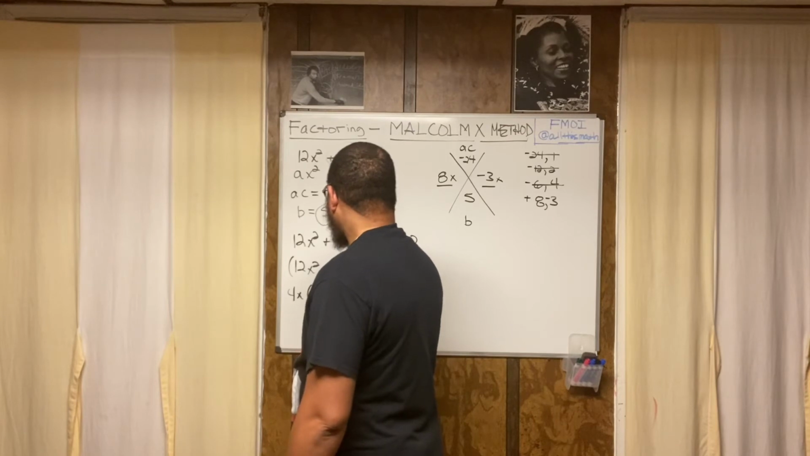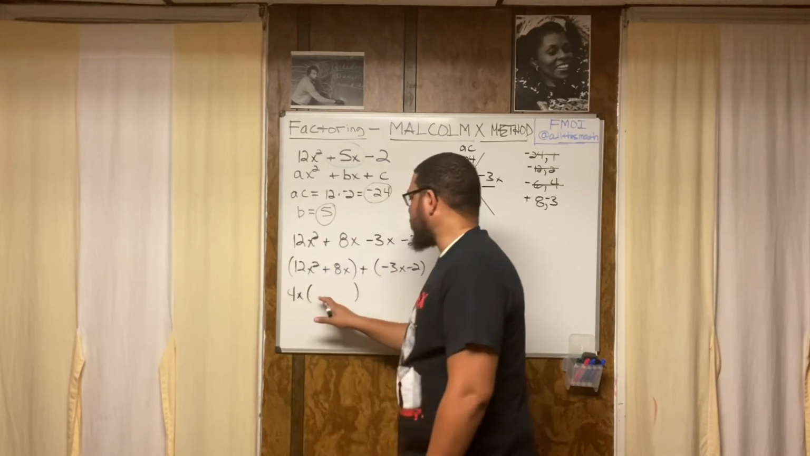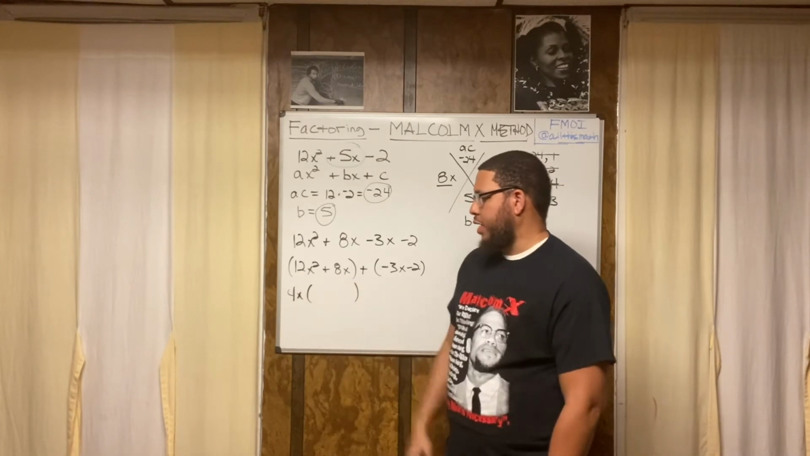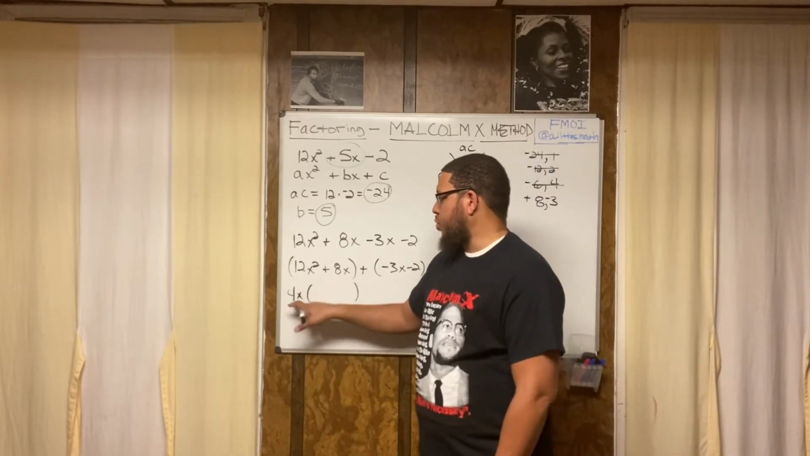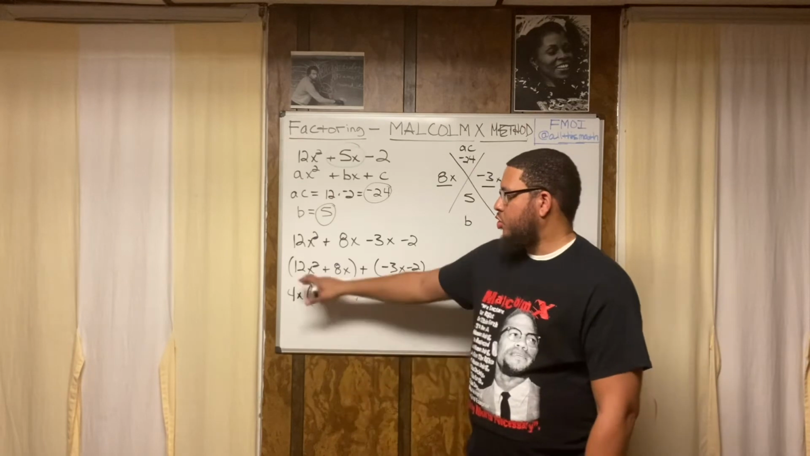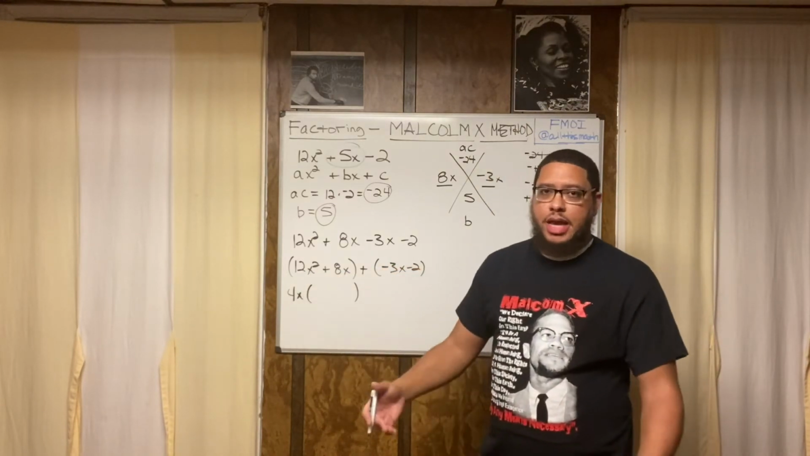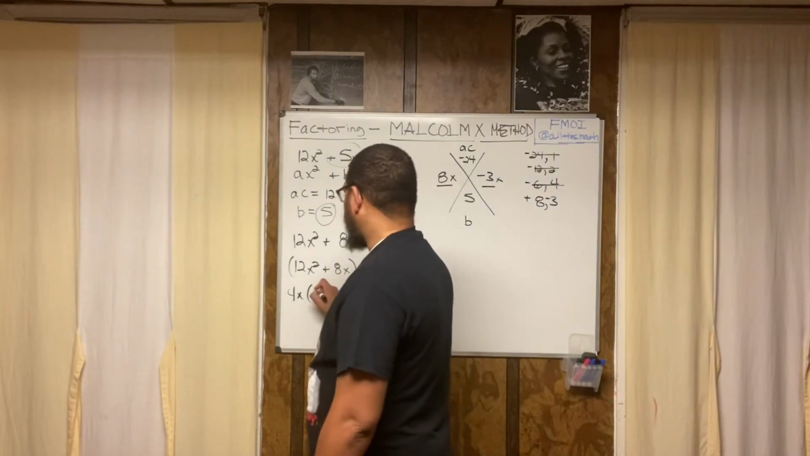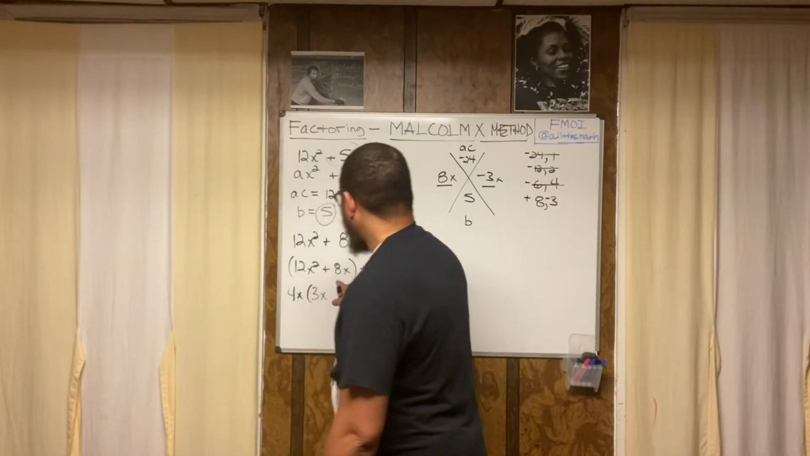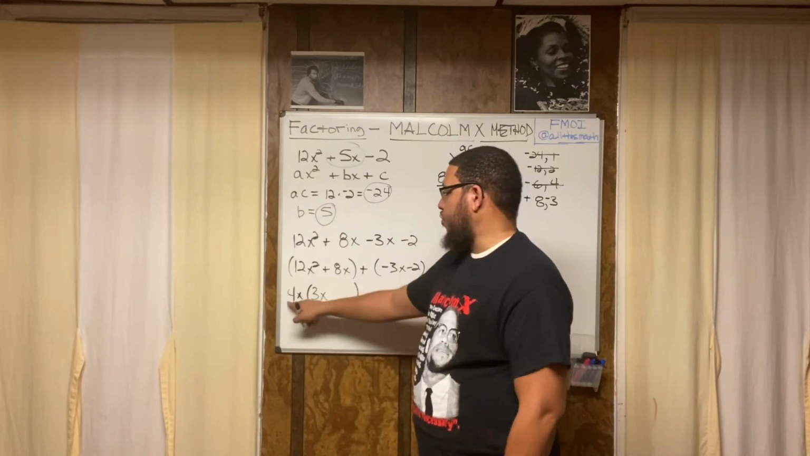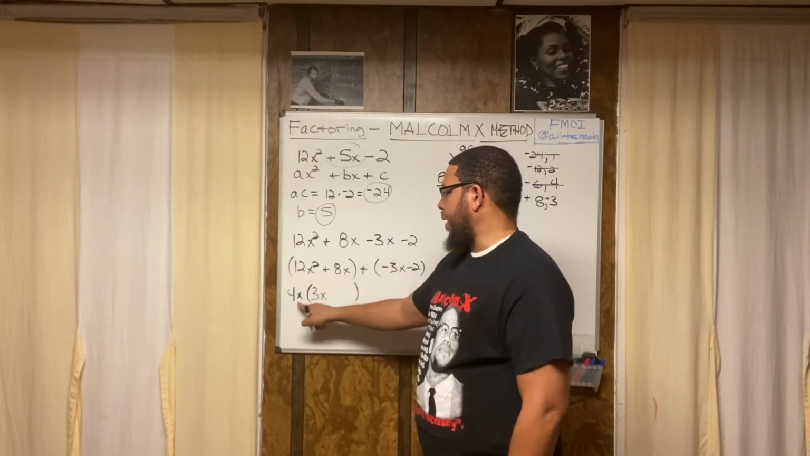Right? And then what goes inside the parentheses? You're going to divide each of these terms by 4x. So 12x squared divided by 4x, 12 divided by 4 is 3. X squared divided by x is x. So I got 3x. And then 8x divided by 4x, 8 divided by 4 is 2. X divided by x is 1.